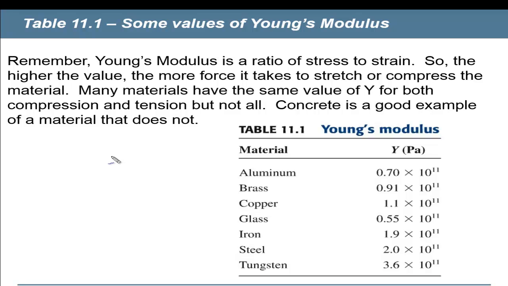A lot of materials have the same value for both compression and tension. All of these have the same value for compression as well as tension, but there are some that do not have the same value of Young's modulus for both compression and tension. Concrete is a good example of a material that doesn't. Concrete is very good in compression, but horrible in tension. You can pull concrete apart relatively easily.